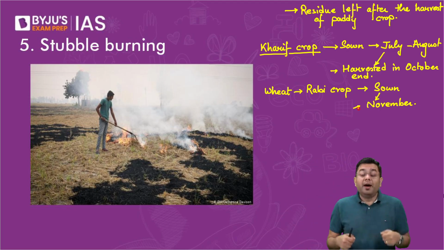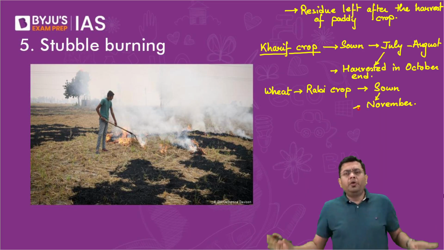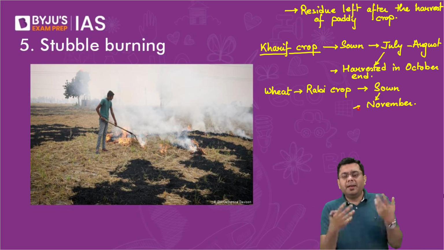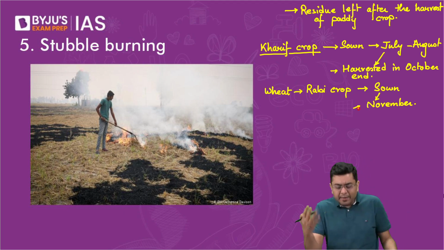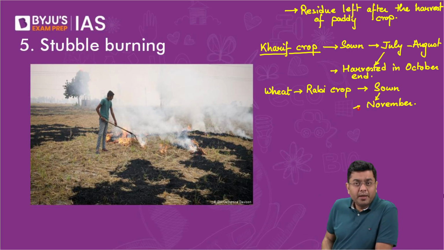So you are not in a hurry to uproot the stubble. You allow the stubble to remain there for some time, automatically it will start degrading, decomposing, it will become softer. And then basically you can till the land. But then what about the region in the northwest, the so-called grain bowl of the country? Punjab, Haryana, Western UP. You don't have time, so you burn it off.